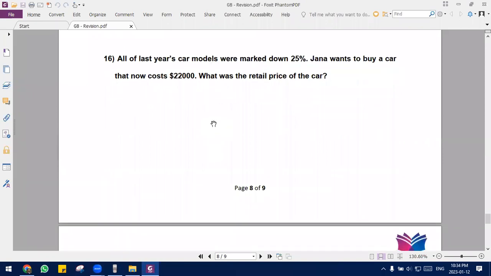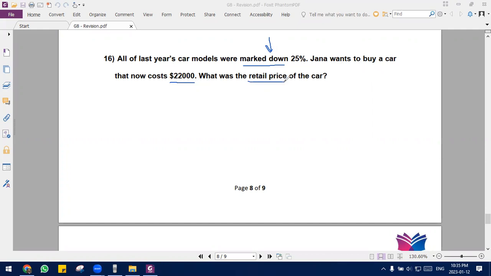Question 16. We have all of last year's car models were marked down. So read it carefully. It said marked down. So the price is decreasing by 25%. Jenna wants to buy a car that now costs $22,000. This is the new value. What was the retail price? The original value. We need the original value, okay?